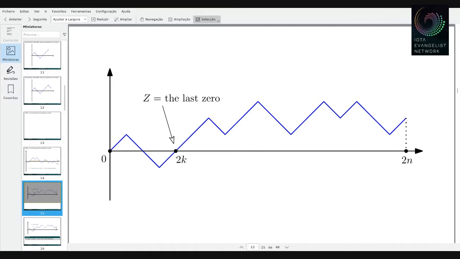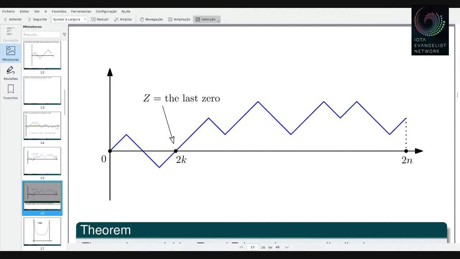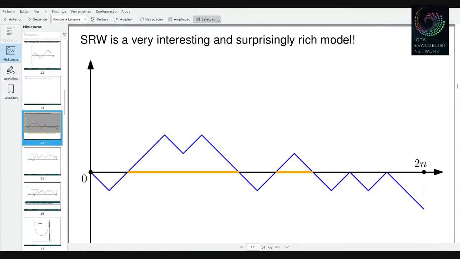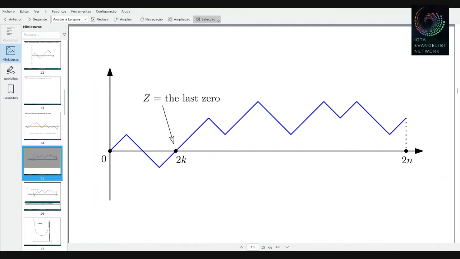Apparently there is no relationship between them whatsoever. However, it turns out that these quantities are actually the same, in the sense that they have the same probability distribution. So the probability that the first player was ahead during time 10 is exactly the same as the probability that the last zero was at time 10.